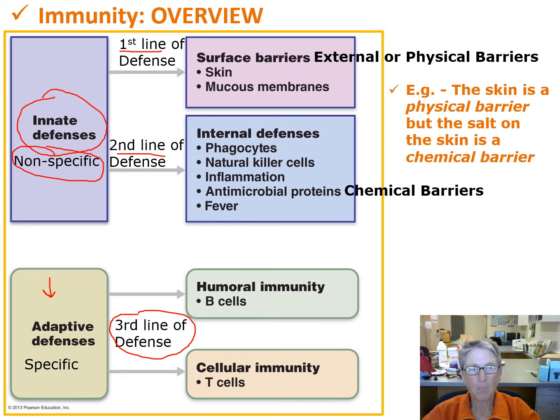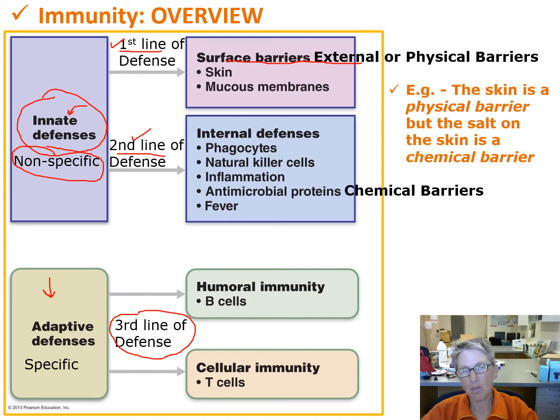So chapter 15, we're only going to be talking about innate defenses, but we will be talking about the first line of defense and the second line of defense. So this video is just the first. We'll talk about the first line of defense, and then the next two videos for chapter 15, we'll talk about the second line of defense. So the first line of defense includes all your surface barriers. So that would include external or physical barriers like your skin and your mucous membranes. So like the mucous membranes in your oral cavity or your nasal cavity. And then, so that's the first line of defense.